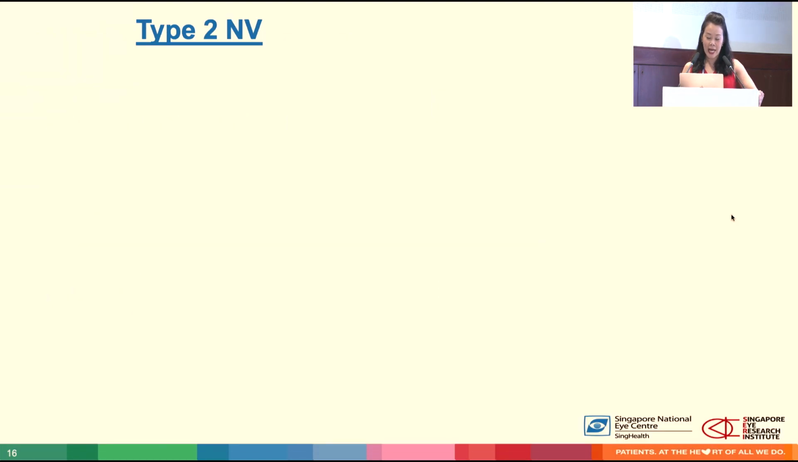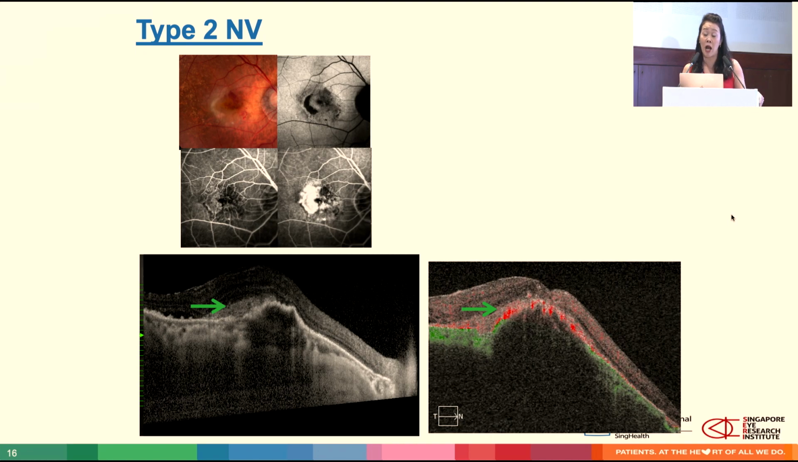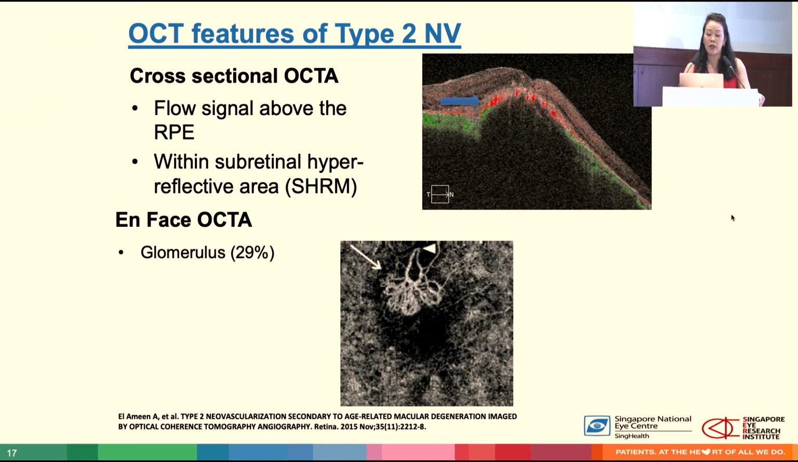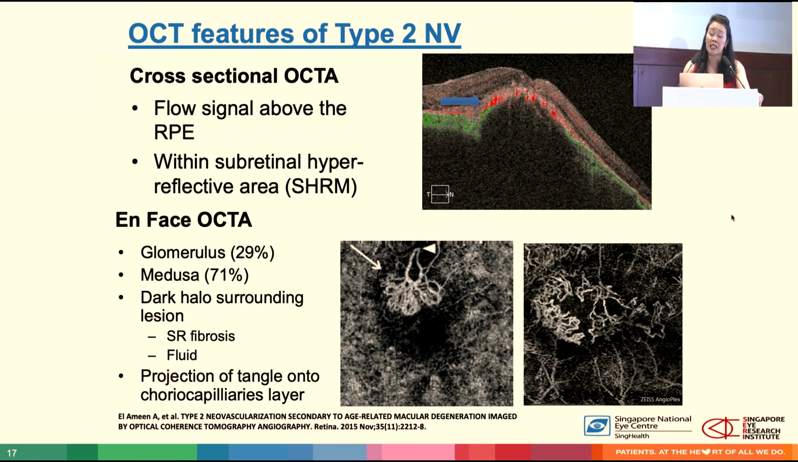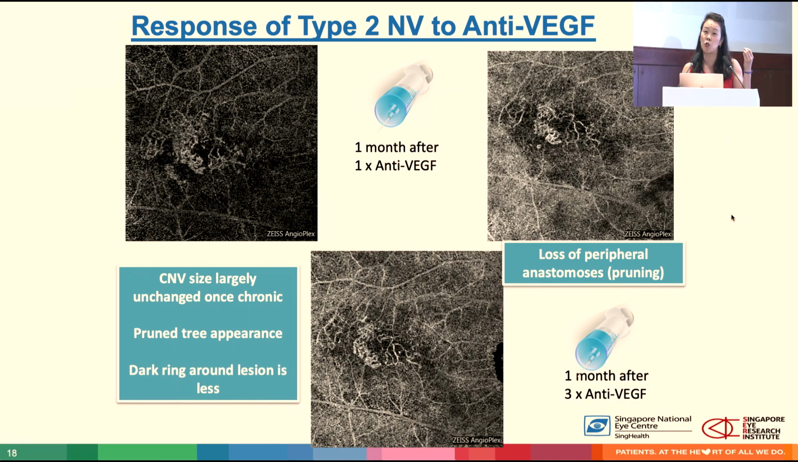I'll go on to the next case, and you can see the type 2 neovascularization when there is a lesion above the RPE, and it looks on OCT like subretinal hyperreflective material. You can see when you do OCTA, the flow is within the SHRM, and then you can see a nice membrane over there. And you can see the flow is above the RPE, and there are again different patterns that you can see. And the dark halo around is actually a specific sign which is indicative of activity on OCTA. Again, in response, you can see there's fragmentation of the peripheral vessels. They then form a much more stable configuration and a pruned tree appearance.